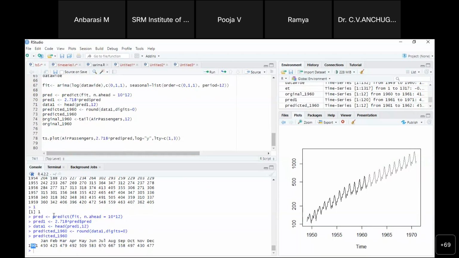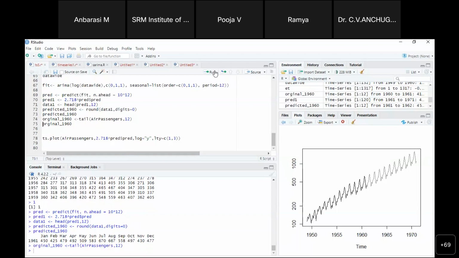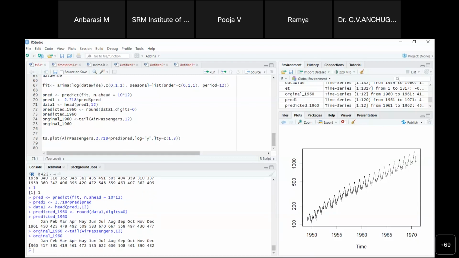We can also see the predicted value. If you want to compare with the original value, you can see that. This is how the original value will be, and the predicted values we can also compare. When you compare with the predicted value, it is somewhat better, but when you check the accuracy, then we can see how well your model is working.